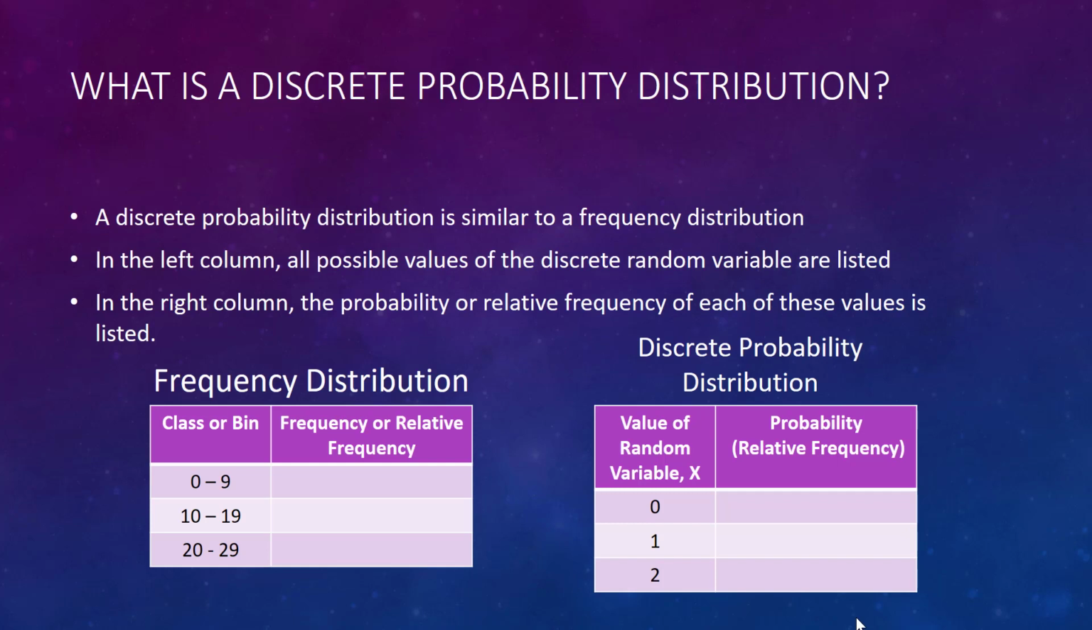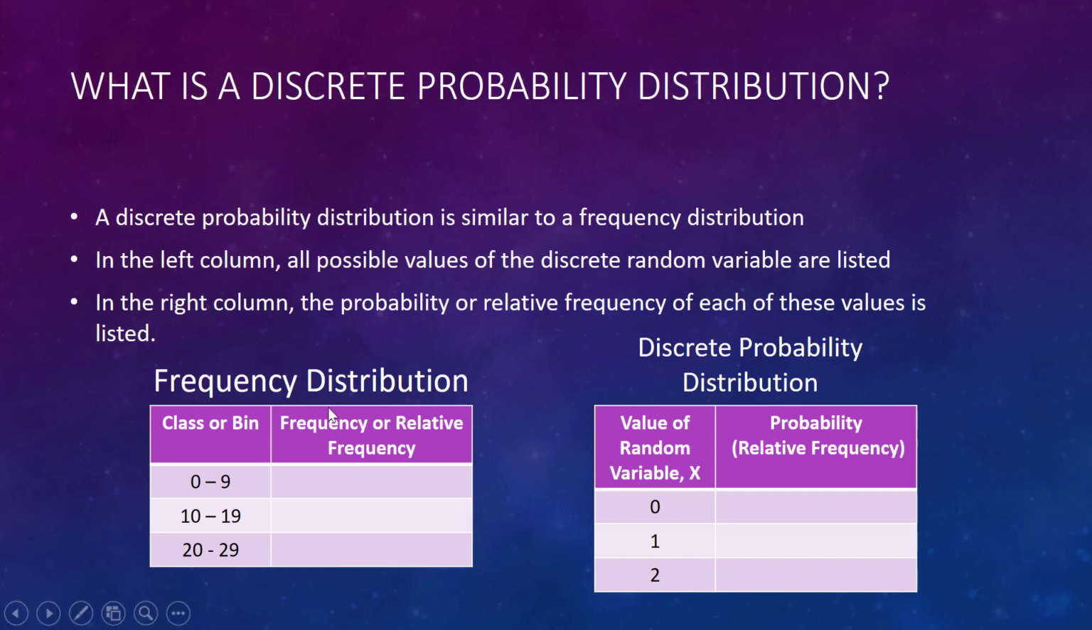Let's compare these two tables and see what similarities they have and what differences there are. Pause this video, write down your answers, and then unpause it to see if you're correct. So one difference you might notice is that a frequency distribution generally has classes or bins on the left-hand side, whereas a discrete probability distribution has these values of the random variable, which should be discrete numbers, usually whole numbers.